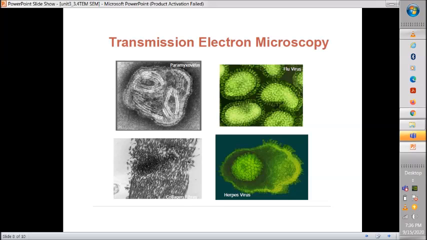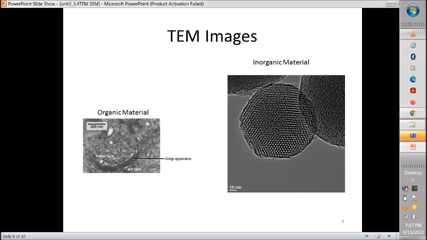The images of paramyxovirus, flu virus, collagen fibers, and herpes virus are given here. And this is a TEM image of an organic material at 200 nanometer scale and an inorganic material at a 10 nanometer distance. So we can say the transmission electron microscope can be used for both organic and inorganic materials.